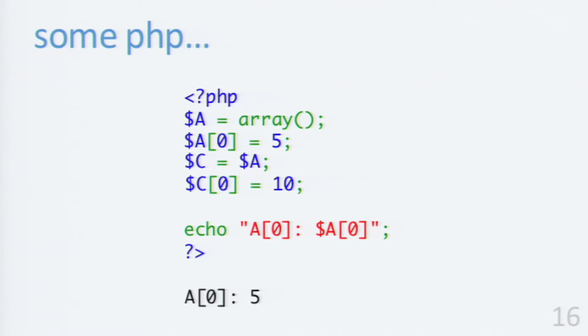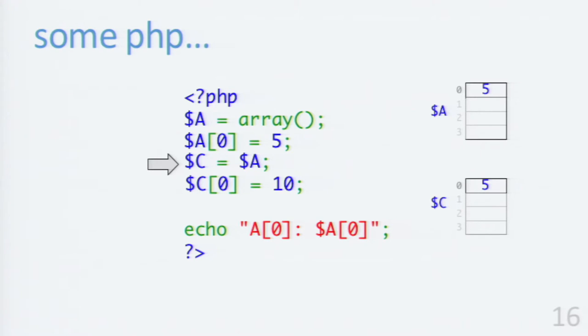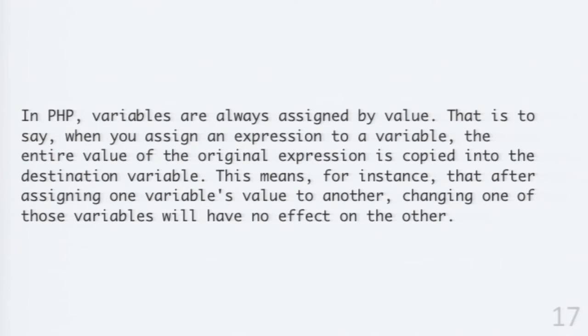Someone knows. All right, how's that happen? Well, there's our array. We put 5 in it, and we get another array. It's mutable. Because it's value, right? We're doing value assignment, and you get 5. And there's the documentation. In PHP, variables are always assigned by value. That's to say blah, blah, blah.